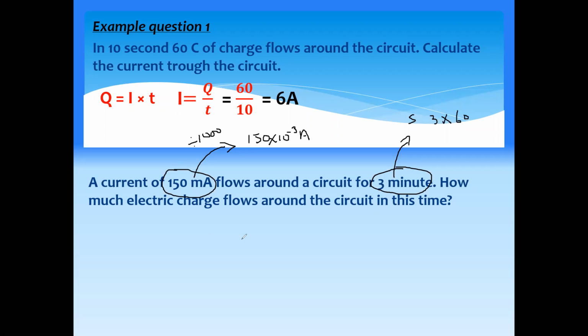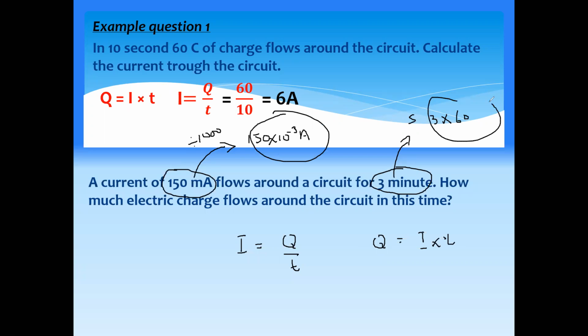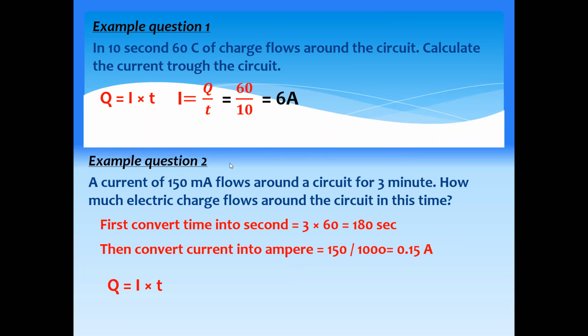You need a charge, as you know, the current is equals to charge divided by time. So you need charge, so charge is equals to current multiplied by time. So you have the current 150 milliamperes and you have the time, which is 180. When you multiply them, you will get the final answer, which is 27 coulombs. Is it clear?